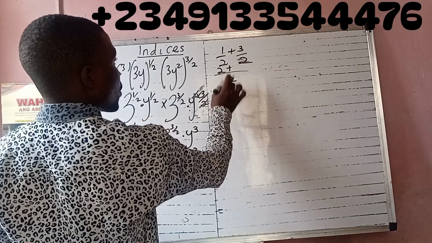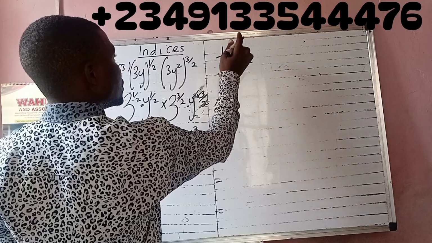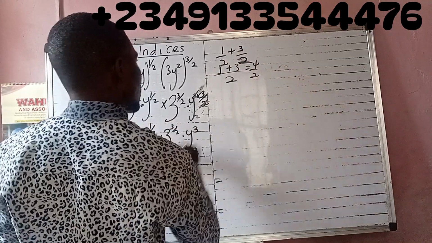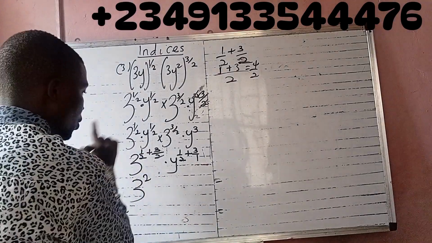2 into 1, 1 times, sorry. 2 into 1 times 1, we have 1. 2 into 1 times 3, we have 3. So 1 plus 3, we have 4 over 2. Can anything go into 4 by 2? That's 2. So 3 goes to power 2. We're done with this side.